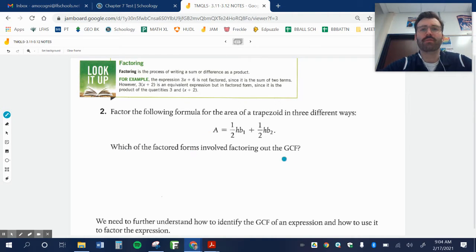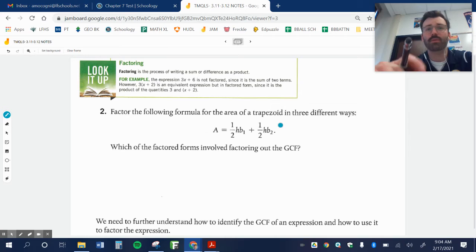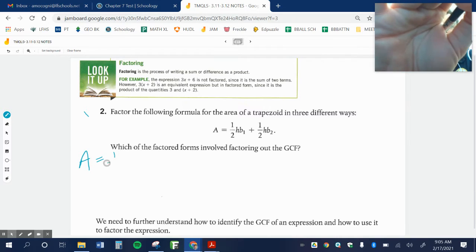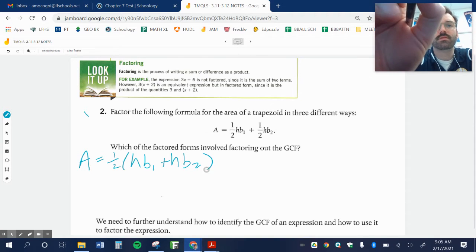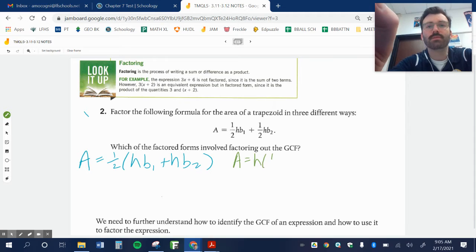Which of the following factored forms involved factoring out the GCF? The first way I could do this, they both have a 1/2. Both terms, our first term and second term, have a 1/2. So I could just take out the 1/2. I have h b1 plus h times b2. Another way I could do this is by just taking out h. h times 1/2 b1 plus 1/2 b2.